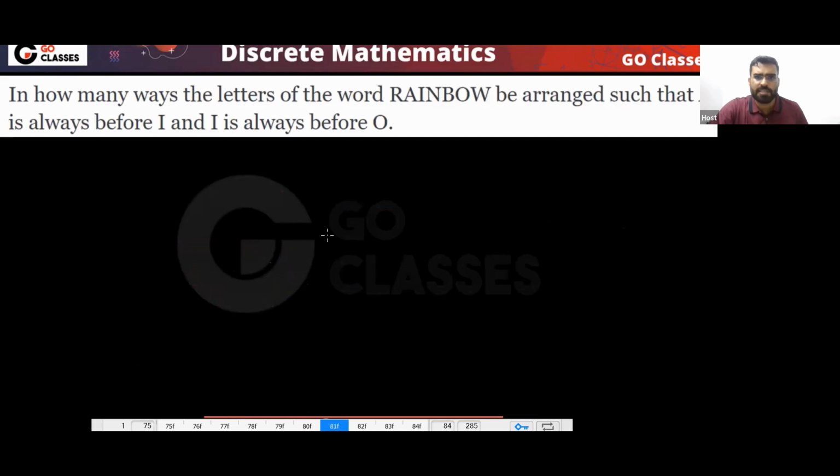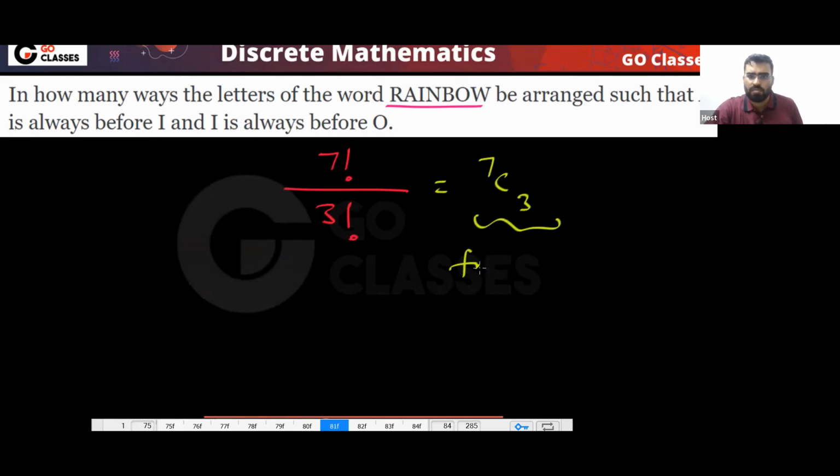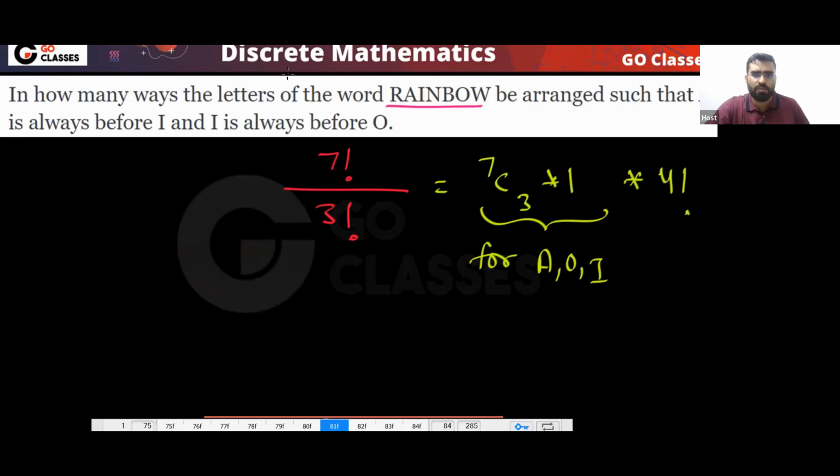Next, let's see this one. In how many ways can the letters of RAINBOW be arranged such that A is always before I is always before O? This is now very simple. This has become a very trivial question now. So for A, I, O, they can arrange in only one way, and the remaining 4 letters can arrange in 4 factorial ways.